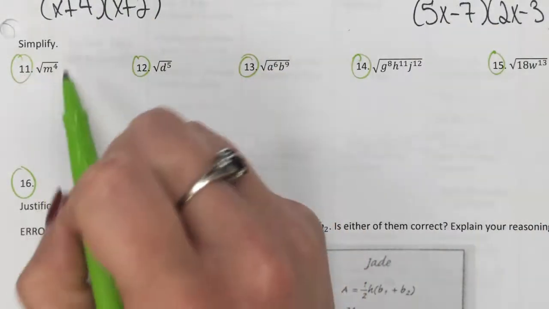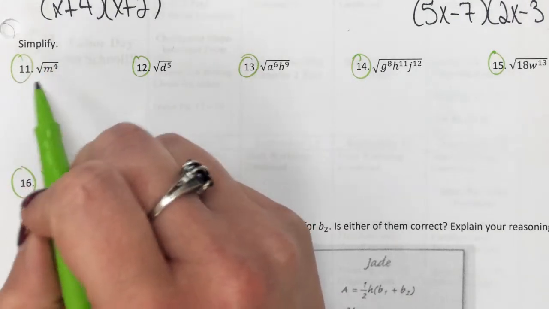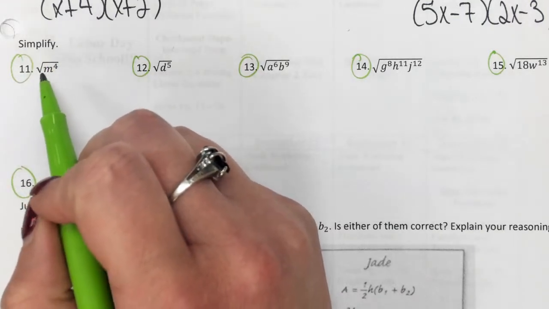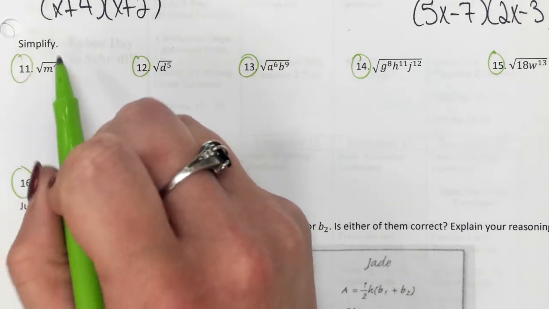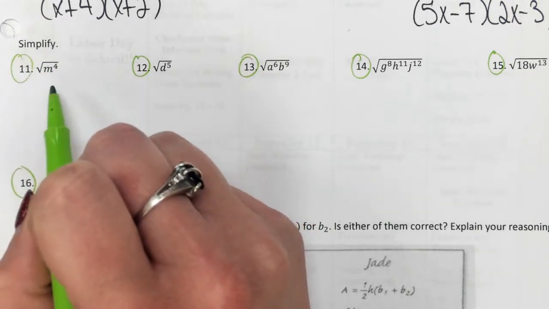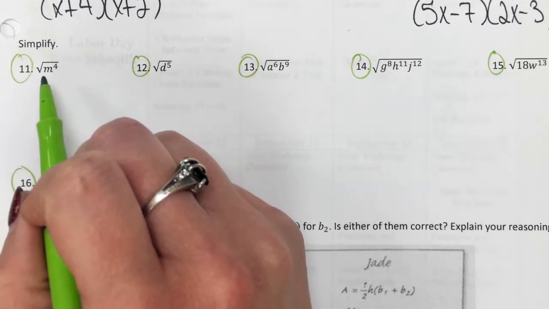Okay, so how do you take the square root of letters? I don't know. You take half. Why do you take half? Because we are in Algebra 2, so we are going to get to other things later. So why do you take half of the 4? Why do you divide it by 2? Because it's inside of the square root.